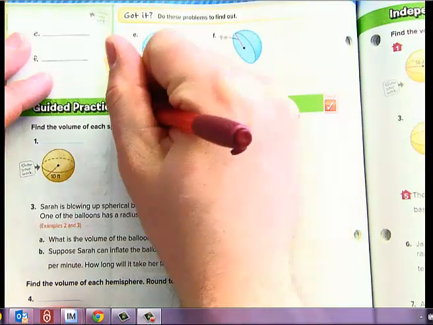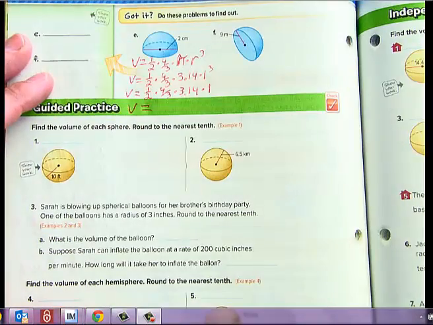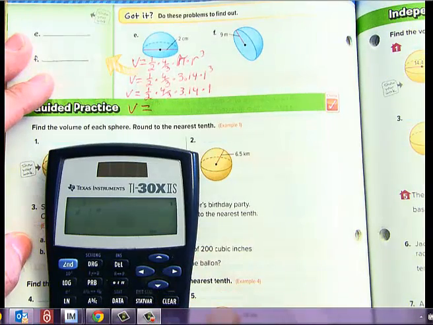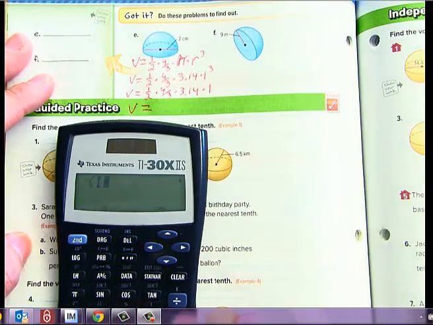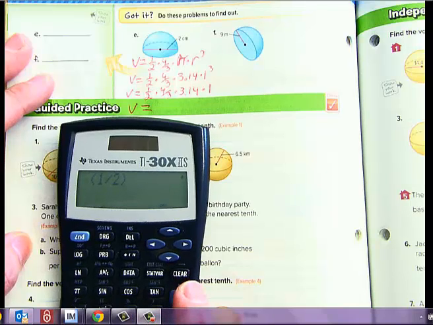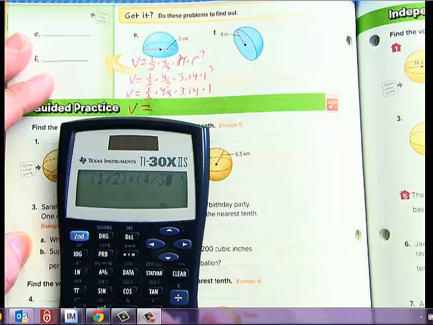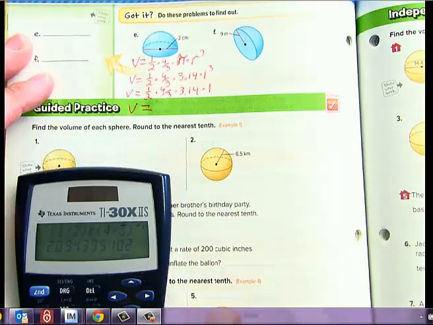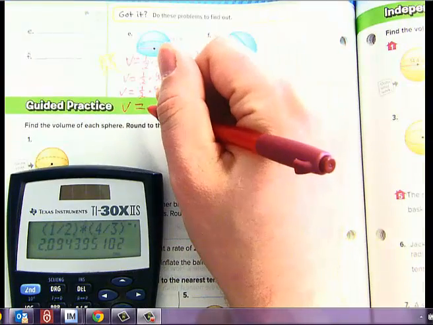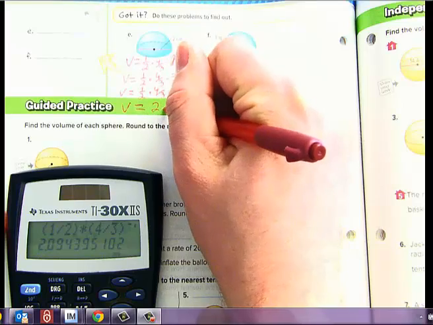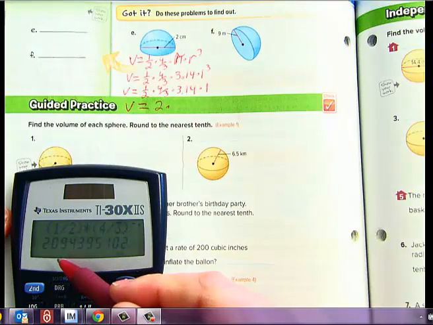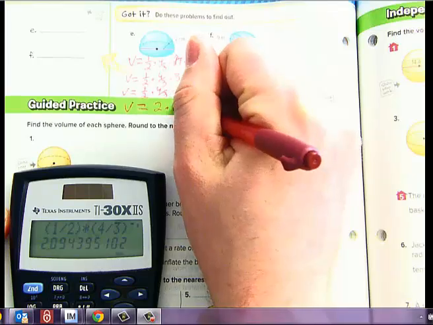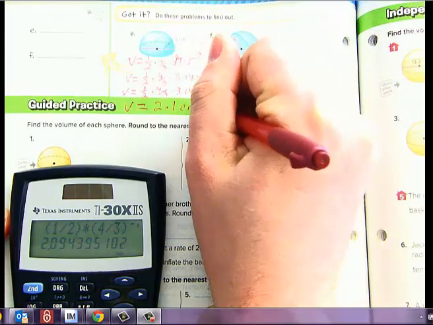Now I can multiply all that together. So I have 1/2 times 4 divided by 3, times, I'm going to use the pi button, times 1. We get 2 point, now it says 0.9, but I'm going to round to the nearest tenth, so that becomes a 1 centimeters cubed. All right, so that's how you do a hemisphere.